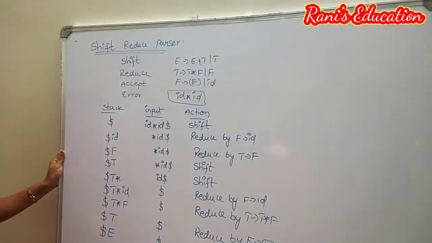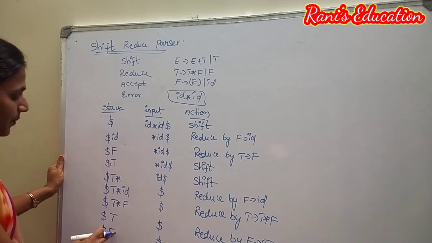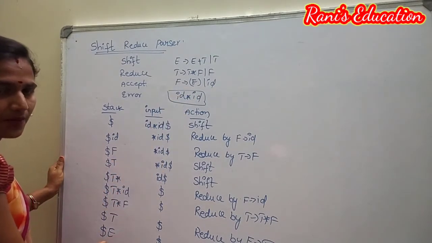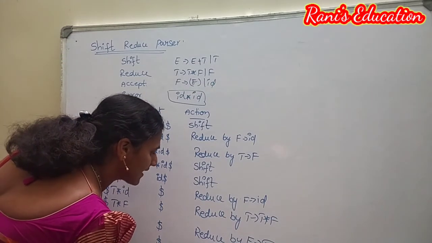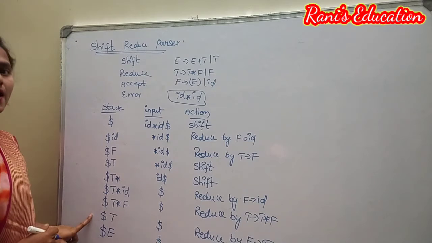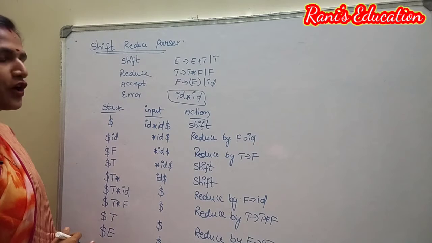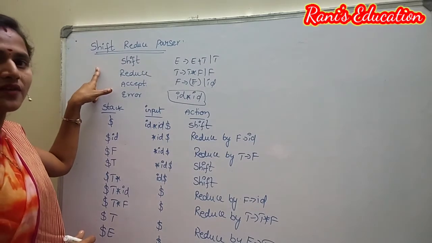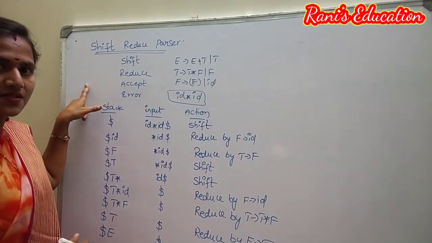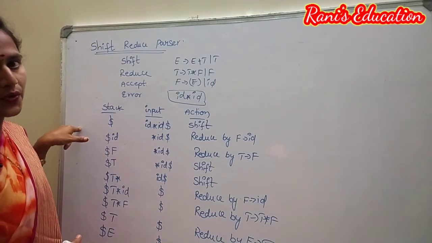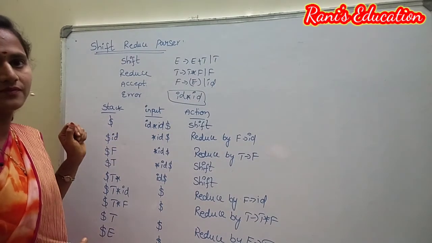The input is dollar. Now if we get the start symbol of the given grammar on the top of the stack and the input is dollar, then we can say that the given string is accepted by the shift reduce parser. Why? Because here we follow this procedure. Shift reduce parser is one of the classifications of bottom-up parsers. We construct the parse tree from leaf nodes to root node, that is, from the given input to the start symbol of the given grammar.